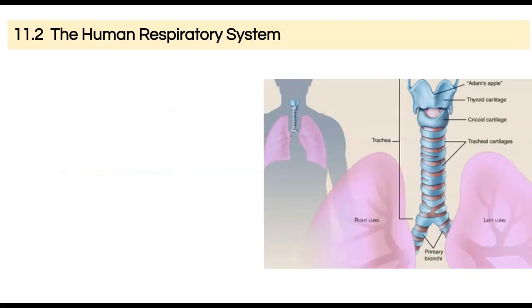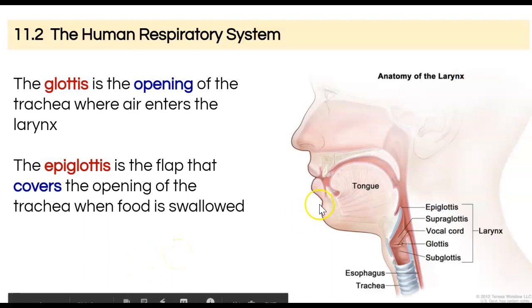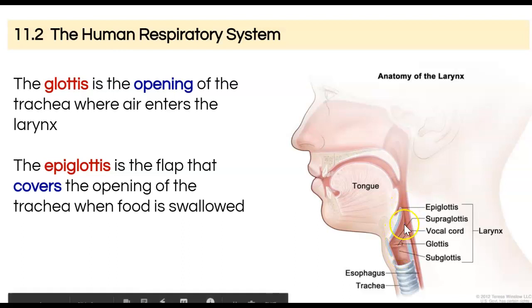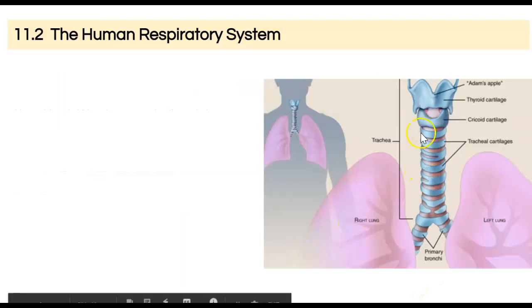Okay, let me just back up for one second here. Inspired air is going through your pharynx, down through your larynx, and into your trachea. That is where we're going next. So here is your trachea.